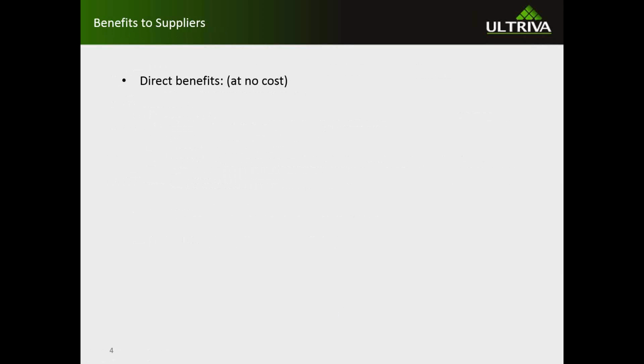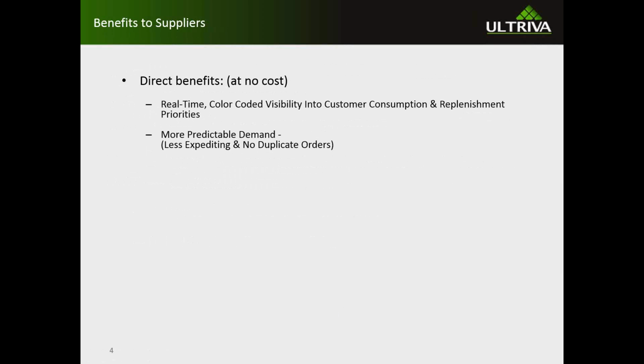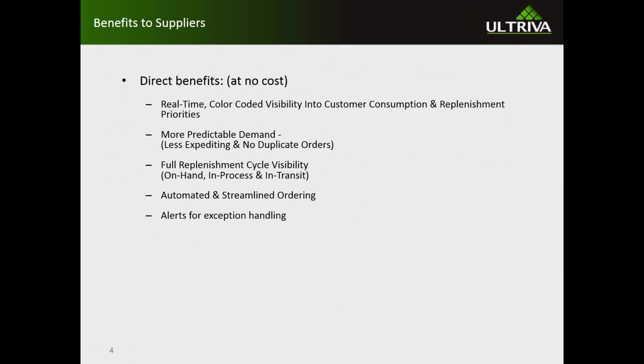And Altriva is here at no cost to you. It does have some real-time color-coded visibility for you. You can see a more predictable demand and fewer expediting, no duplicate orders. You can see the full replenishment cycle. You can see where everything is in the process. This is automated and streamlined for you. And there will be alerts for exception handling. And you can see that consolidated demand across all divisions if you're supplying to more than one division.